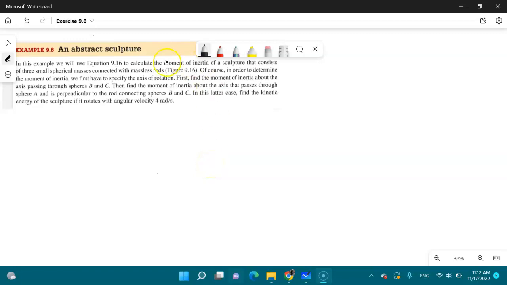So in this example, we're being asked to calculate the moment of inertia of a sculpture that consists of 3 small spherical masses connected with massless rods. In order to determine the moment of inertia, we first have to specify the axis of rotation.